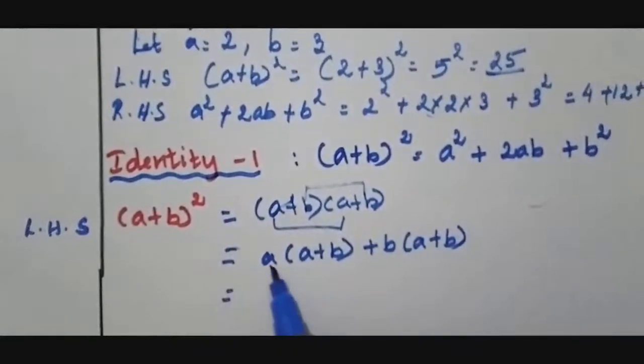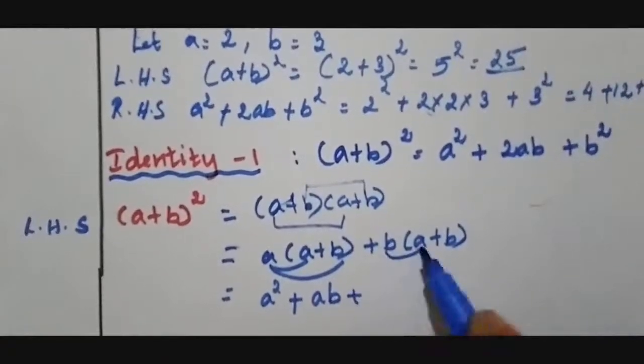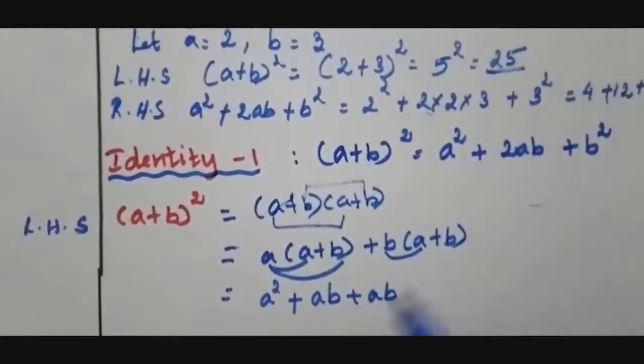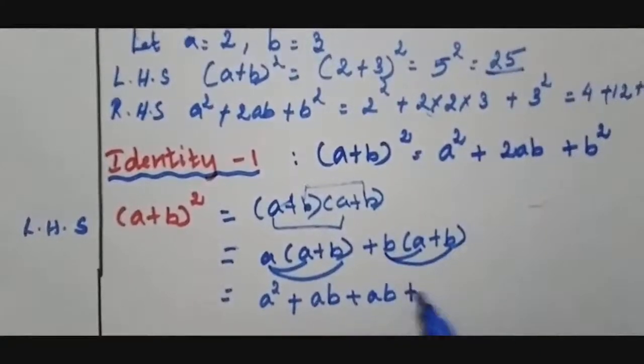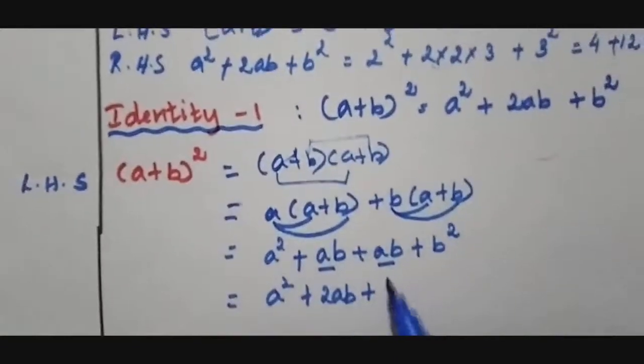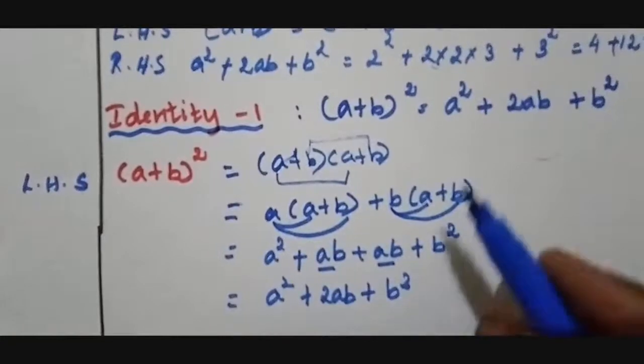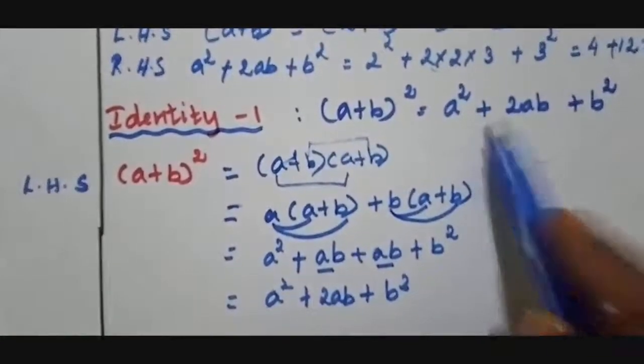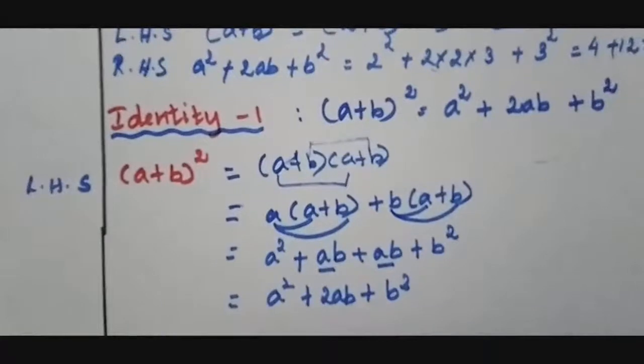Now multiply this a with the terms inside the bracket. A into a is a square, plus a into b is ab. Here b into a is ba, which is equal to ab, plus b into b is b square. This is a square. ab plus ab is plus 2ab plus b square, which is your RHS of the identity. So you have reached the RHS.